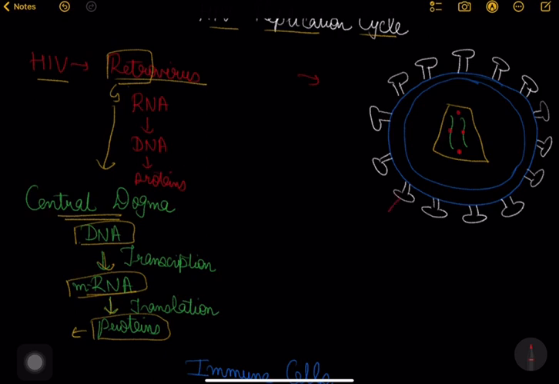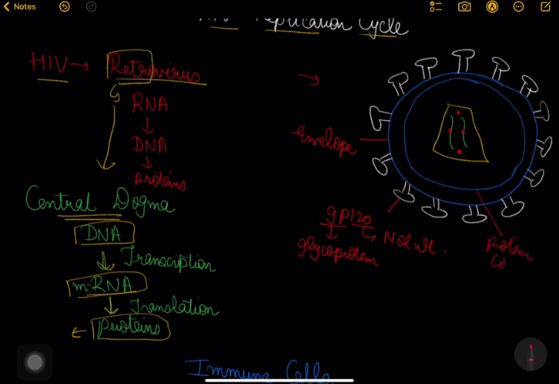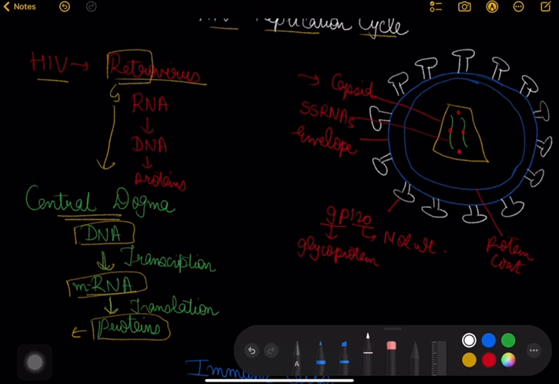I'll label it GP120. Now this GP is the glycoprotein and 120 is the molecular weight of the protein, right? Then this one is envelope or lipid membrane. This is protein coat. This is capsid. This is single-stranded RNAs. And the red dots which you can see are the enzymes.